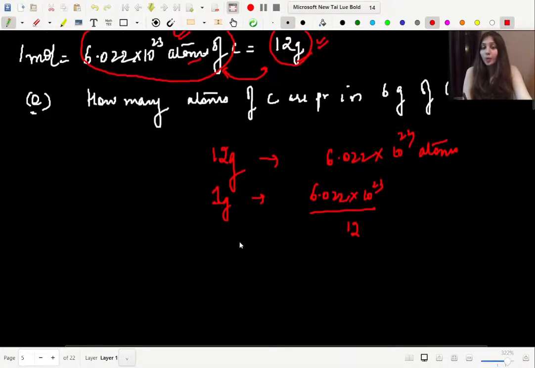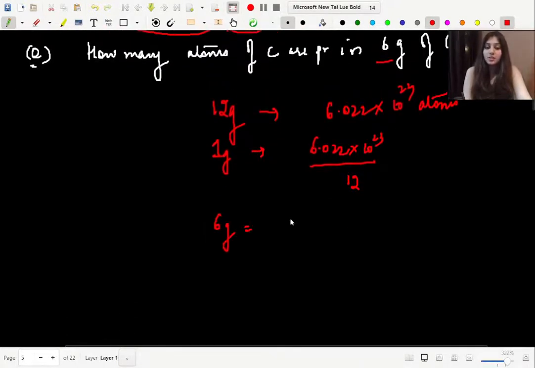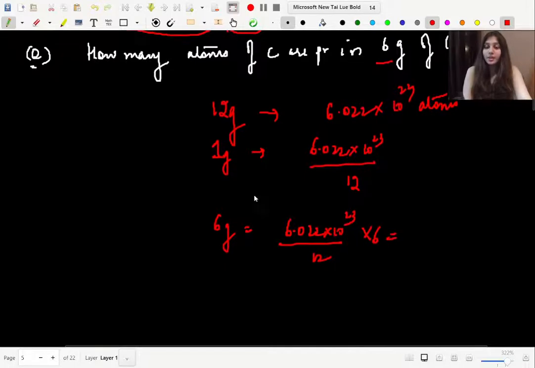Okay, and how many do I have in my question? 6 grams. So for 6 grams it is going to be 6.022 into 10 to the power 23 divided by 12 into 6. Okay, so the answer is going to be 3.011 into 10 to the power 23 atoms. So I think it's quite clear.